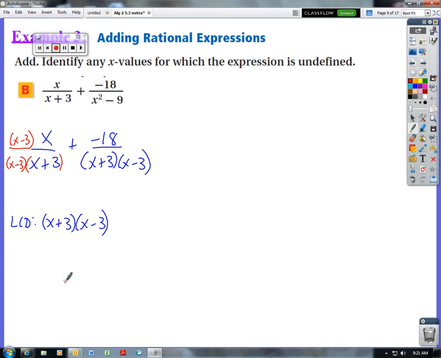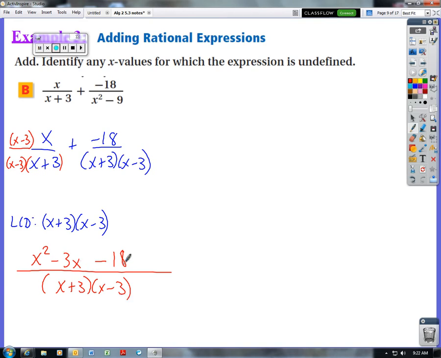Next step is to distribute the top. So I'm going to have x squared minus 3x. And I can put this all, remember this was all kind of one step, and we're going to write it all in the numerator. I'm just going to bring this all along. I've got plus a -18, which is the same as minus 18. And we're going to put it all over the same denominator. And this one, you cannot combine the numerators, so it's good.